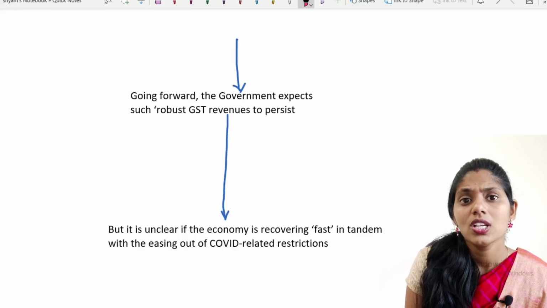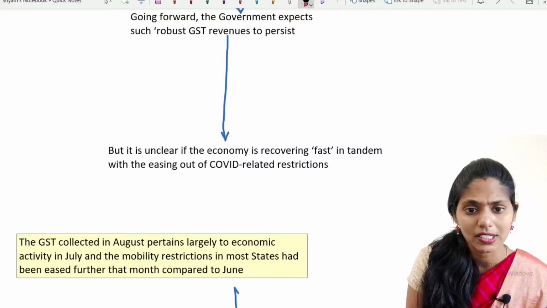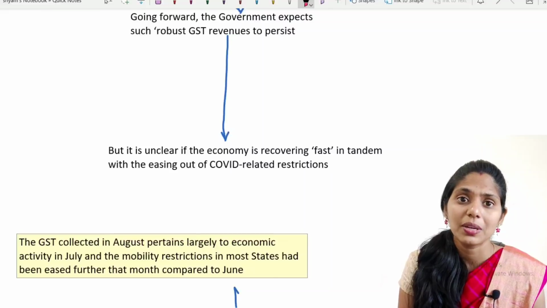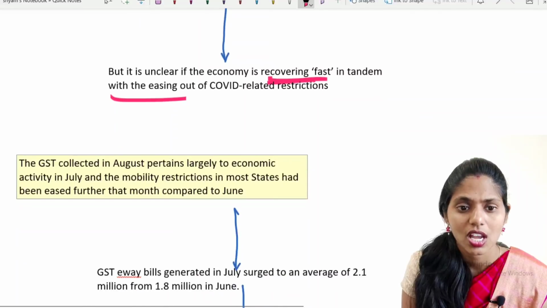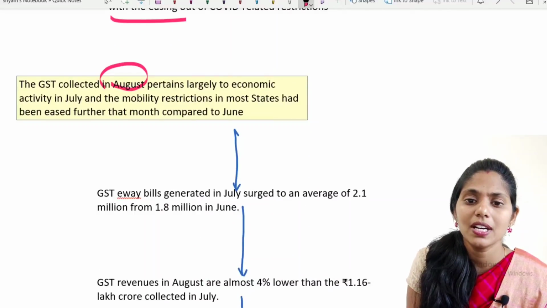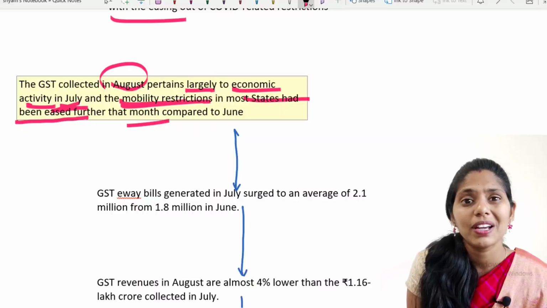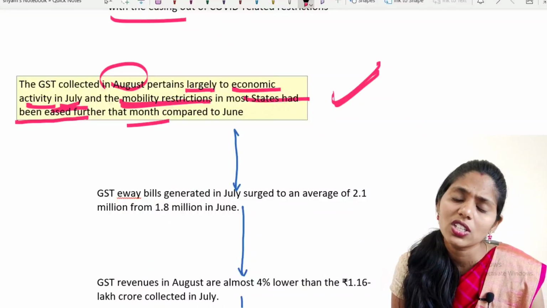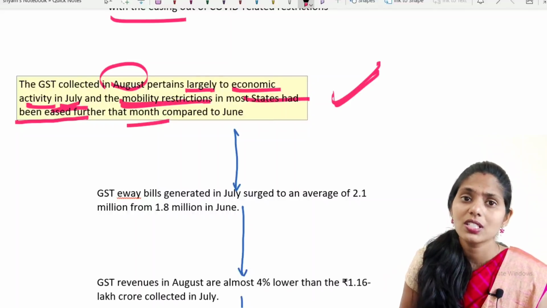Going forward, the Government of India expects such robust GST revenues to persist. But if a third wave comes, we can't expect that. It is very much unclear if the economy is recovering fast in tandem with the easing of COVID-19 restrictions. The GST collections in August pertain largely to economic activity in July, and mobility restrictions in most states were eased further that month compared to June. Even so, in August we saw a lower GST collection than in July.